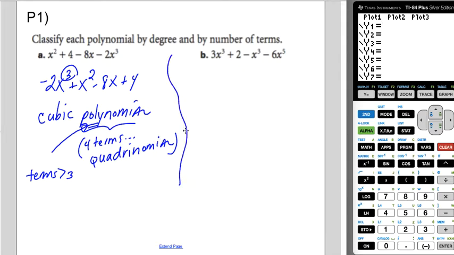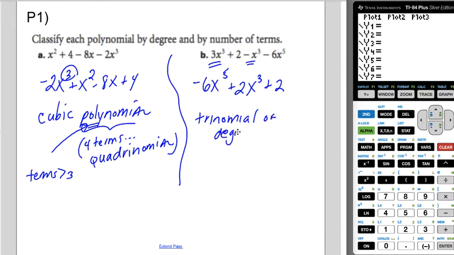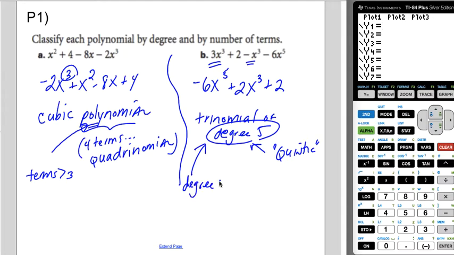If we go ahead and combine these terms here, right, I have a negative 6x to the fifth. It seems like these are both cubics, right? So I get a plus 2x cubed plus 2, right? So this is a trinomial of degree 5. Again, if you want, instead of saying of degree 5, you could say quintic, but I would say anytime the degree is greater than 4, it's okay to say of degree blank.